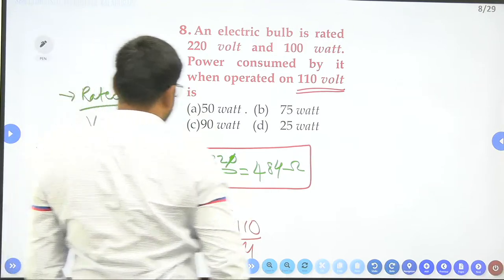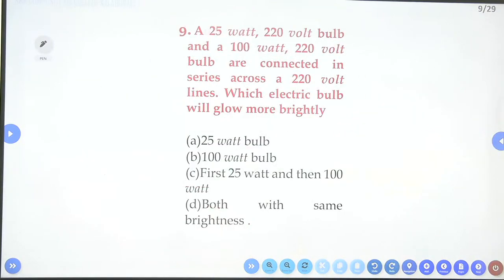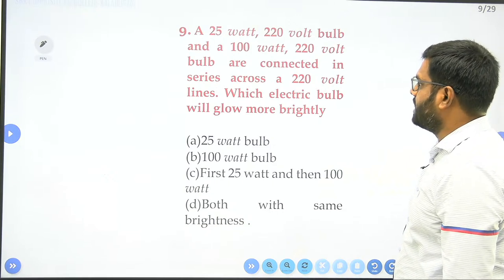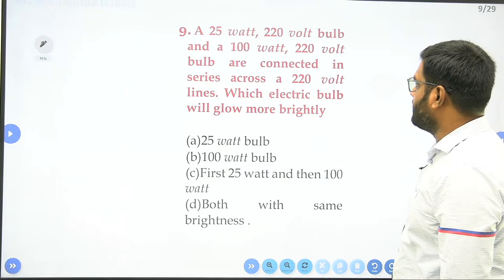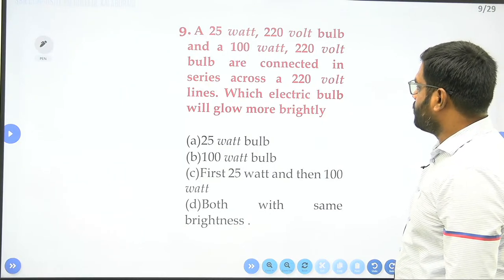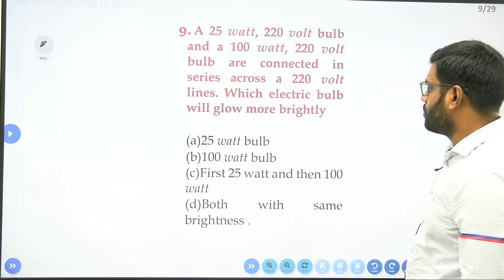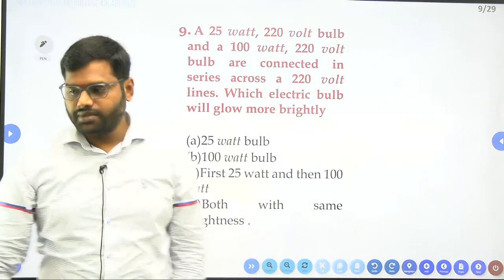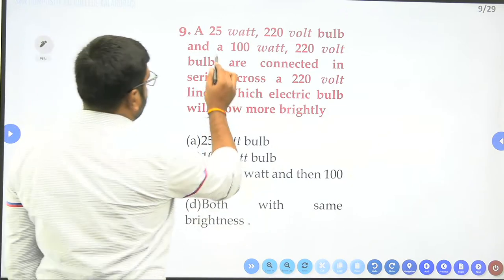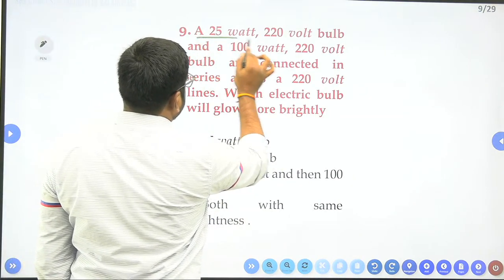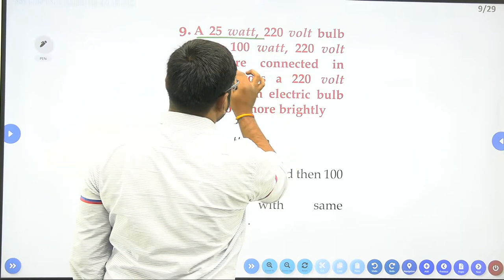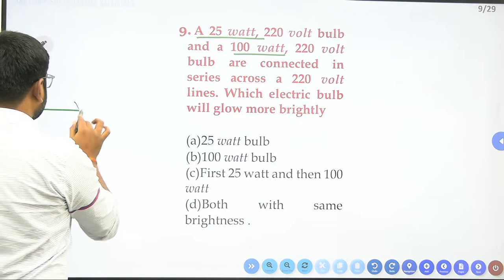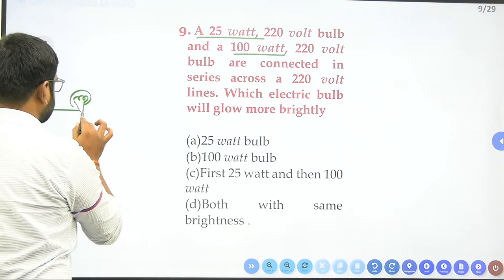Okay, the next question. Let's take a 25 watt 220 volt bulb and a 100 watt 220 volt bulb connected in series across a 220 volt line. Which electric bulb will glow more brightly? More brightly. Okay, so you have to observe. This is a 25 watt and this one is 100 watt. Two bulbs are connected in series.